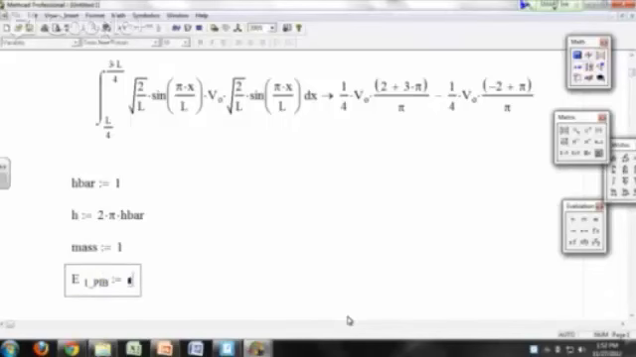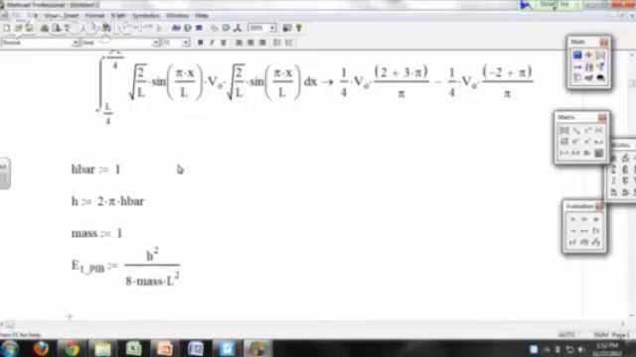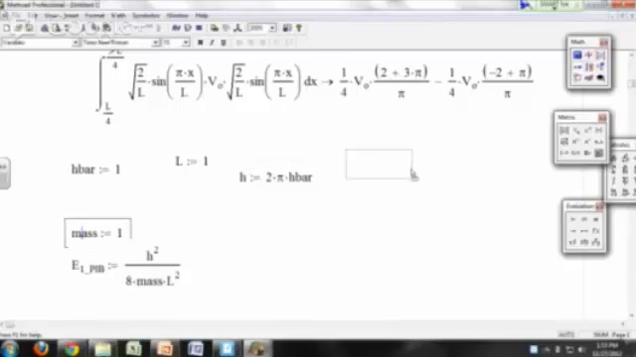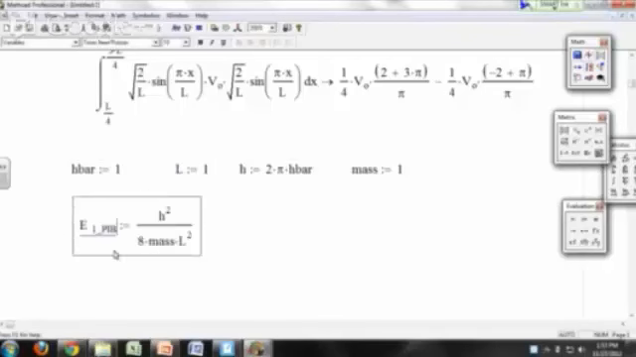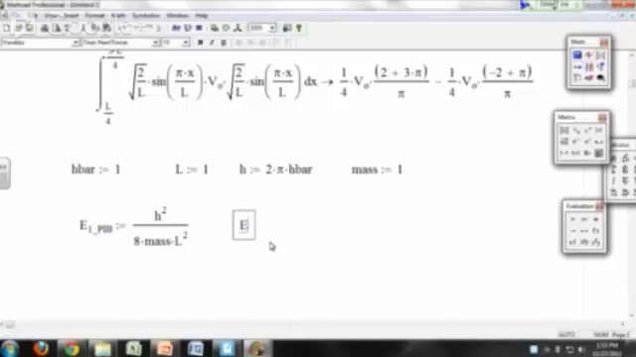The formula is h squared over 8 times mass times L squared. Okay, we need to define our L. Again, we're just going to use atomic units, so we're going to use L equals 1. So our E1 for a particle in a box is 4.935 units. Okay?